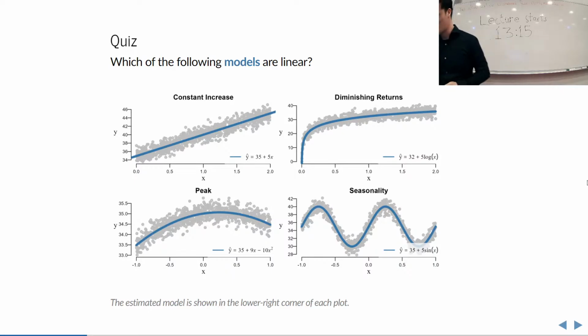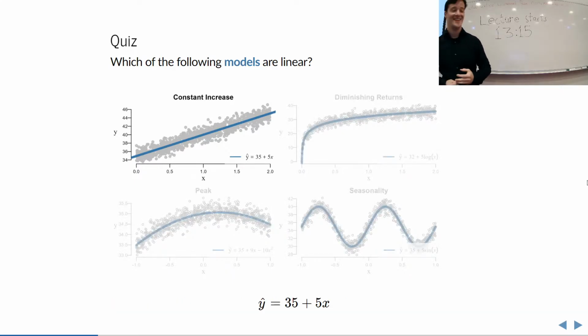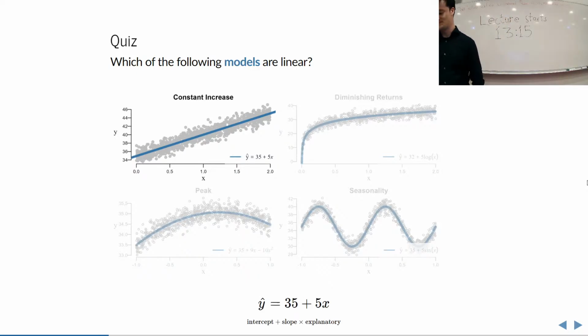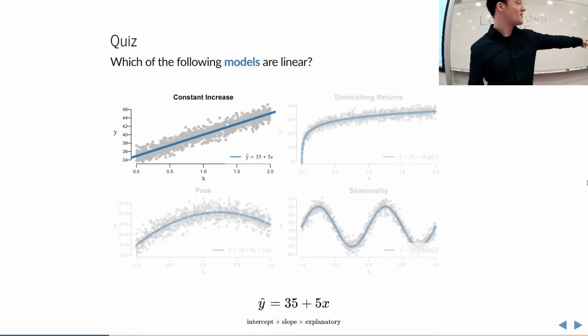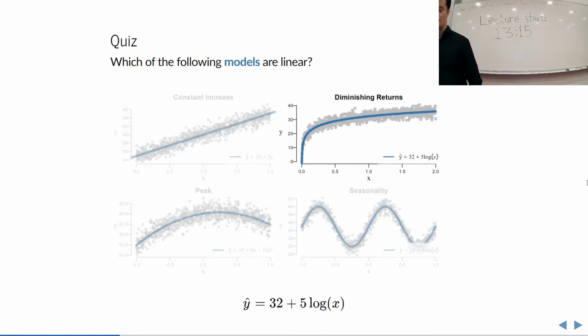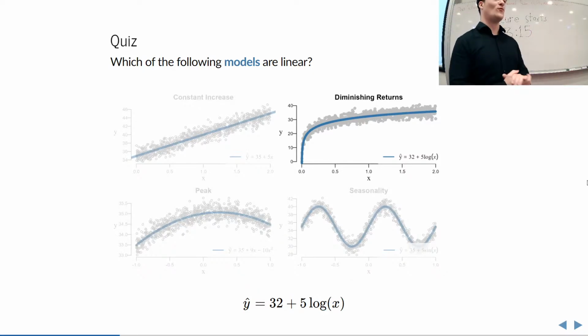Yeah, top left is probably linear. It's an intercept plus a slope times x, right? This is the simple linear model. Okay, let's go to the next one. Yeah, because we can write it as intercept plus slope times explanatory. So that's the model. But this one, is this linear or not? And why?